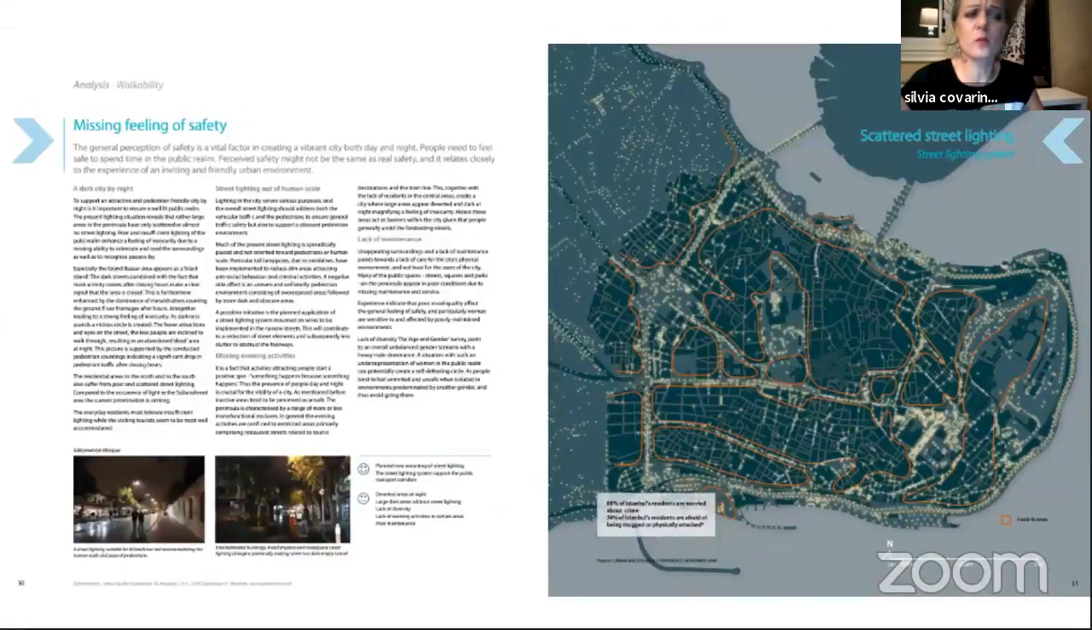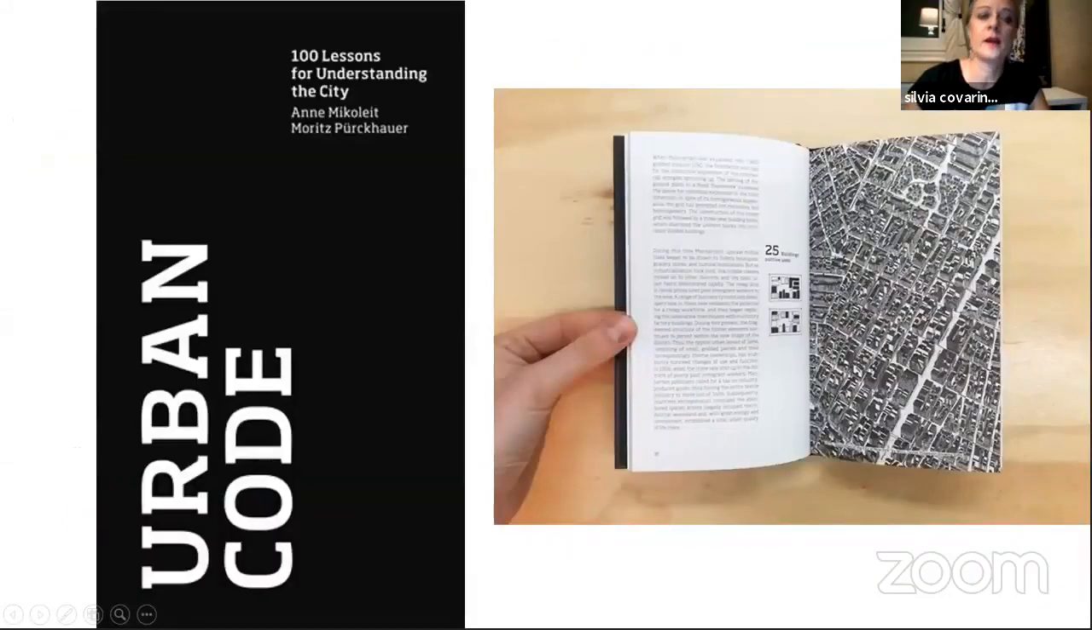And for example, one could capture my attention, there's a missing feeling of safety. This is the study of the light in the city in the night time. And I suggest, for example, this is a publication, Urban Code. I will use this semester in my course, because giving 100 lessons about all the elements can really help you to understand the urban chain.